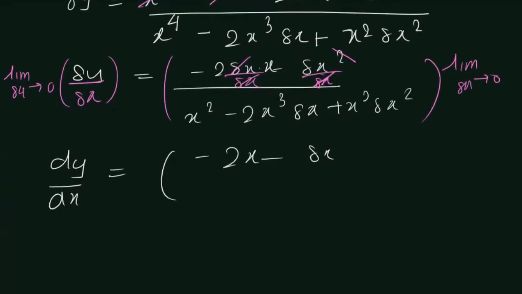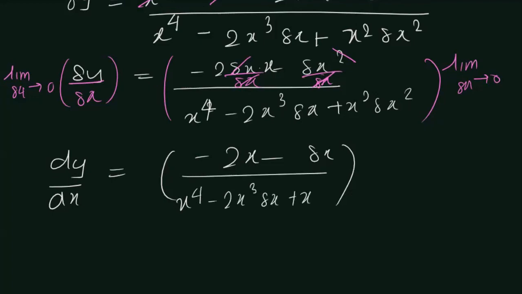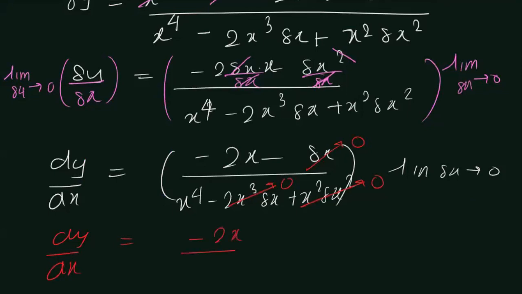Fine. So in that case, this is going to be x to the power 4 plus 2x to the power 3 delta x plus x squared delta x squared, with limit delta x goes to 0. So which terms are going to 0? This and this. What is remaining is dy over dx is minus 2x over x to the power 4. So x and 2x cancel, and the answer is going to be minus 2 over x to the power 3. This will be the answer.